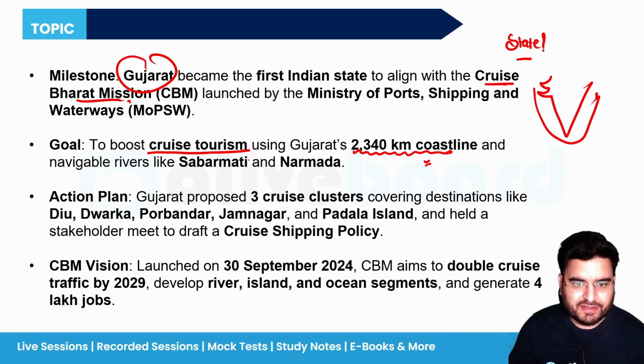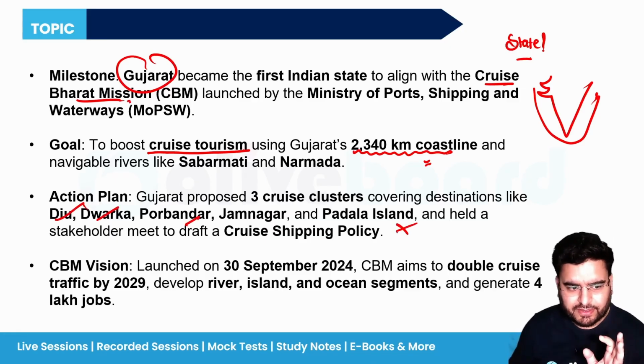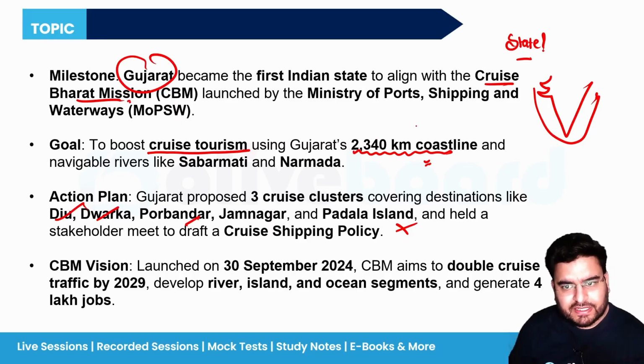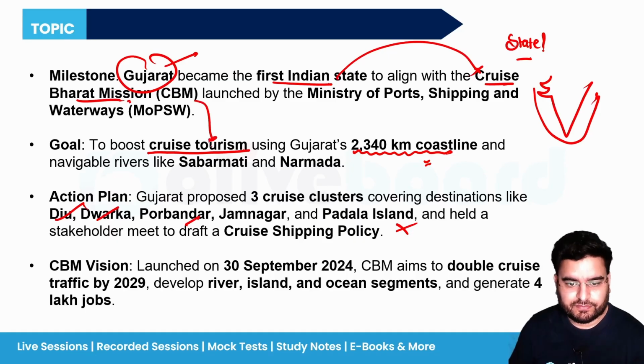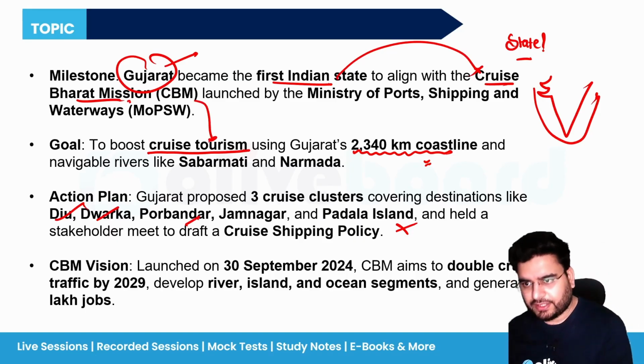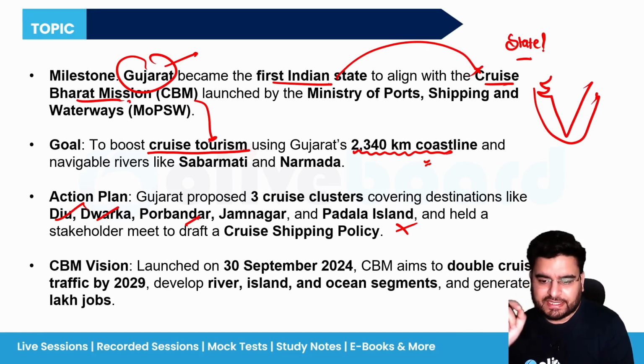Remember that there are 3 cruise clusters, basically the destinations they have created. One is for Diu, Dwarka, Porbandar. You don't have to remember these things. Now, what are the keywords you have to remember? Just 2 keywords. First of all, which state? Gujarat. What has it done? It has become the first state to align with Cruise Bharat mission. Cruise Bharat mission is related with cruise tourism. So three things you have to remember for this entire news. And you are all going to tell me which state has the longest coast in India.